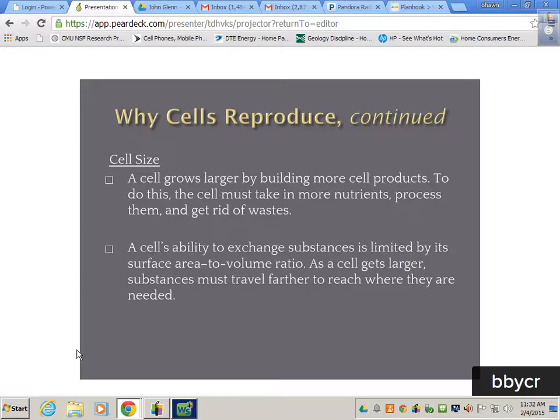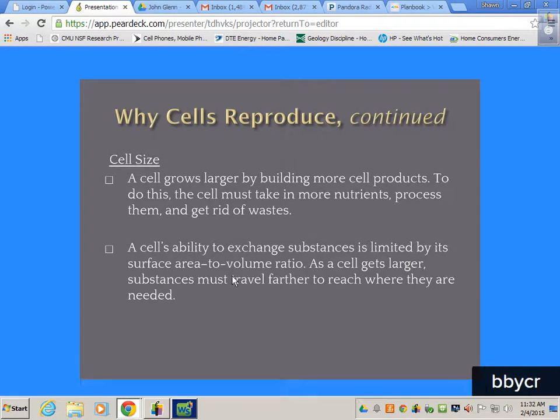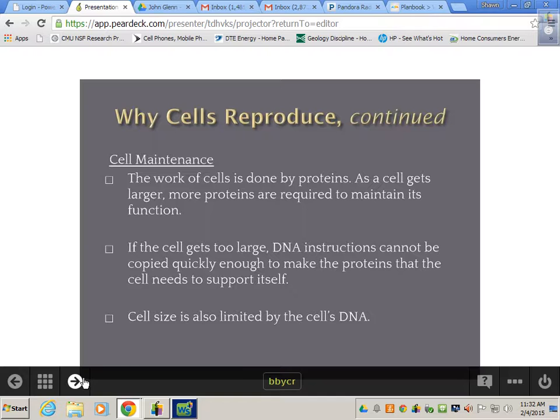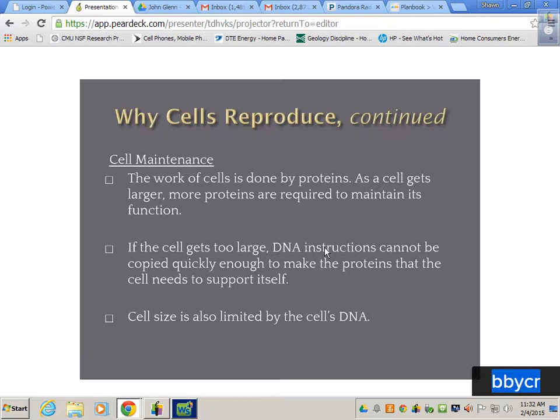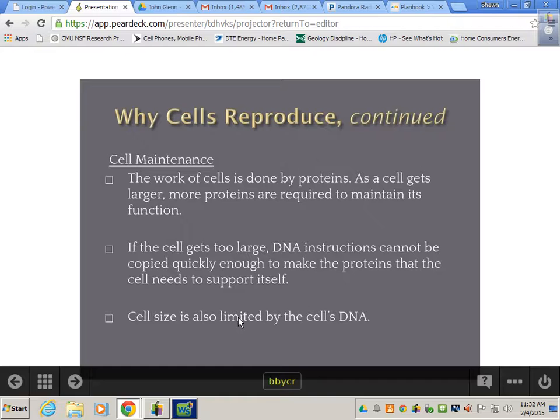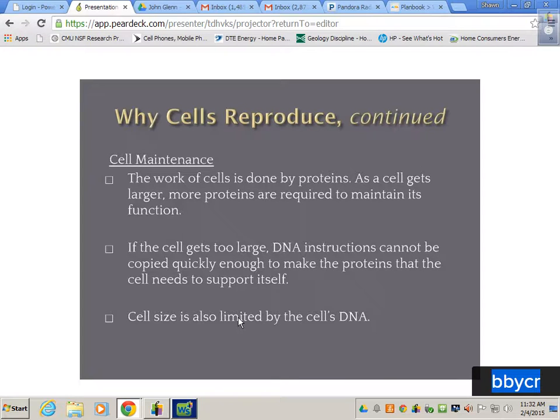So cells get so big and they have a choice. They either stop growing, they die, or they divide. So the work of cells is done by proteins. And as the cell gets larger, the more proteins are required to maintain its function. We all know proteins are made of amino acids, right? And if the cell gets too large, DNA instructions cannot be copied quickly enough to make the proteins that the cell needs to support itself.